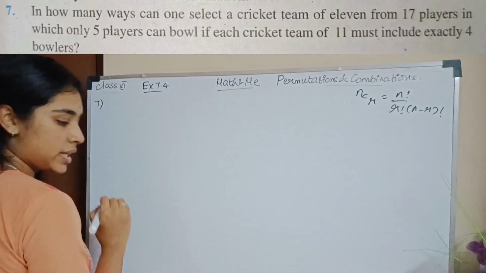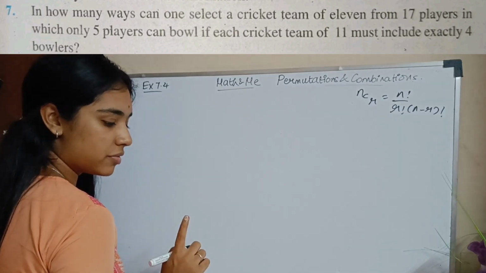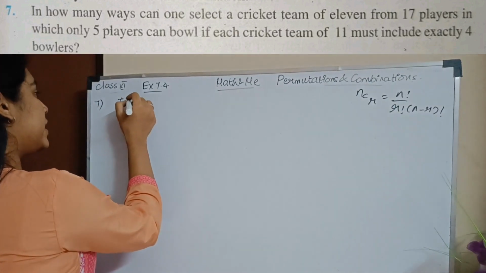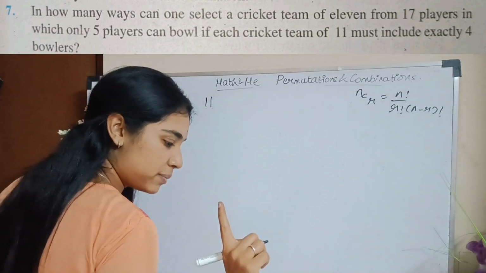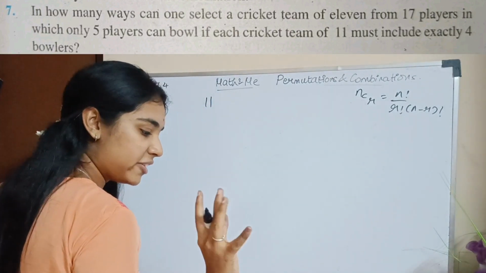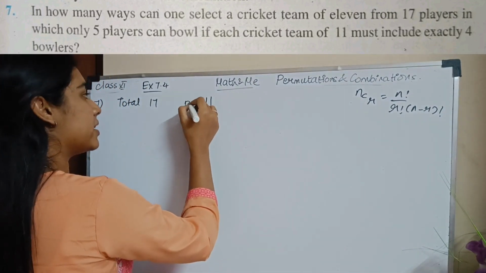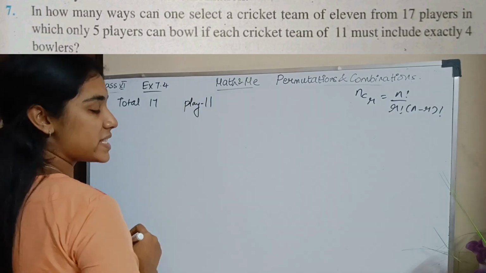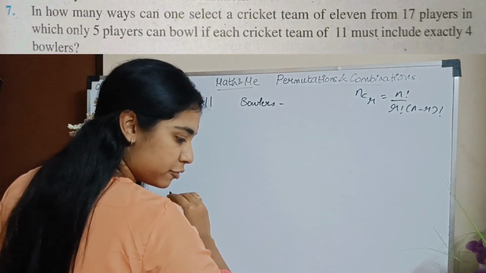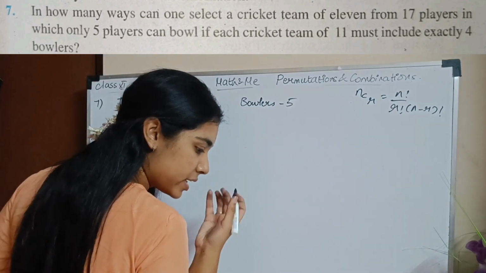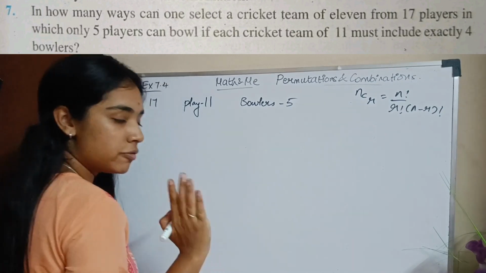Question number 7. In how many ways can one select a cricket team of 11 from 17 players? In total there are 17 players and I need to choose 11 players, in which only 5 players can bowl. So these are the players to be selected, and bowlers I have 5. And each cricket team of 11 must include 4 bowlers.